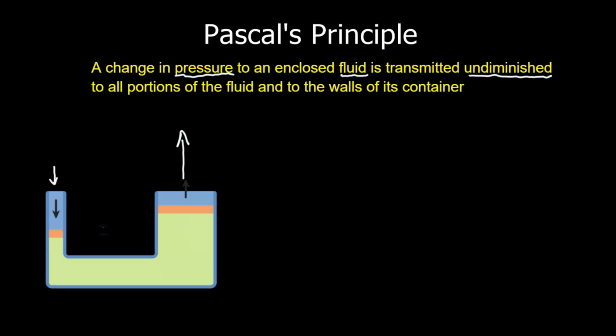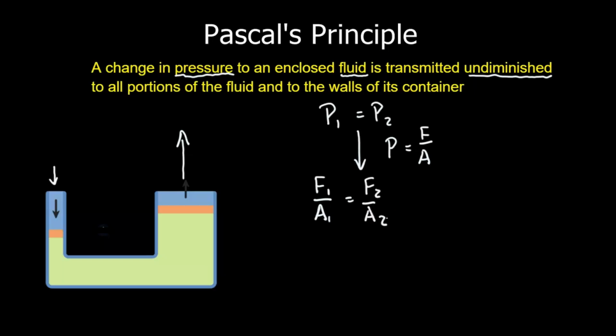So we're going to start off by setting the pressures equal to each other. The pressure on the left-hand side where this small piston is located will equal the pressure on the right-hand side where this large piston is located. Knowing the definition of pressure, which is the force exerted over an area, we can write this as F1 over A1 is equal to F2 over A2.